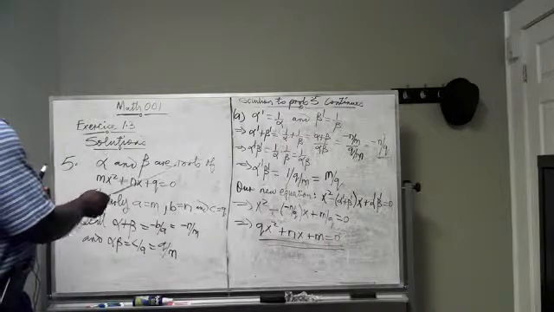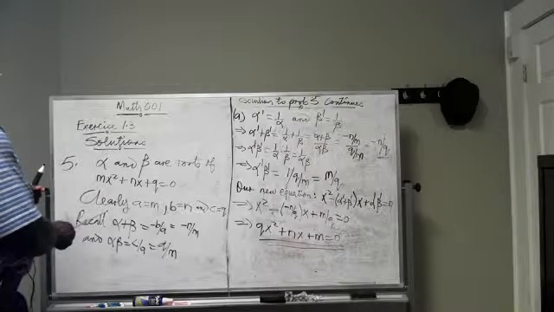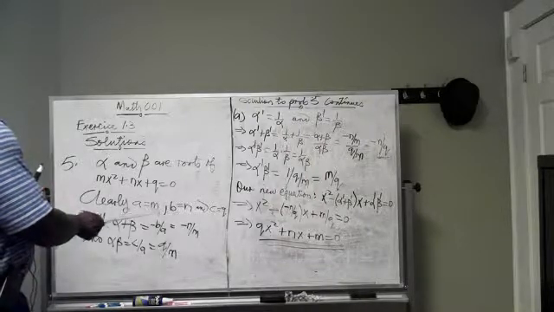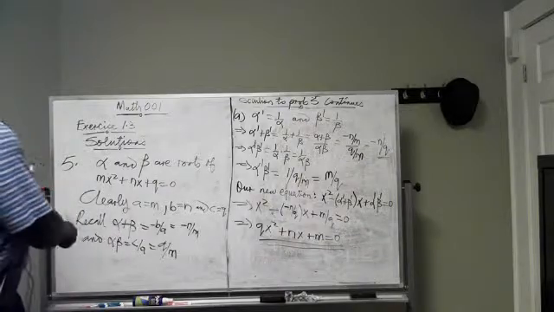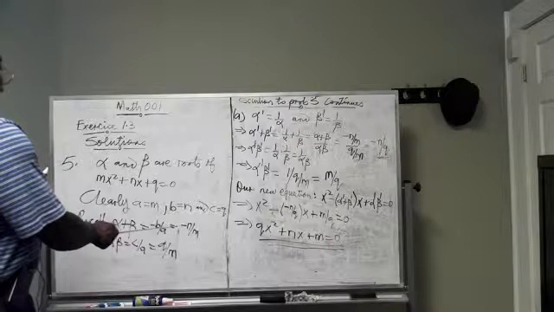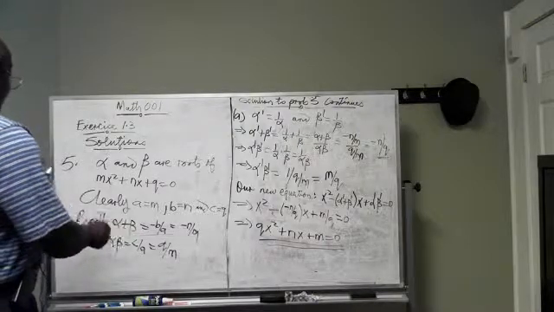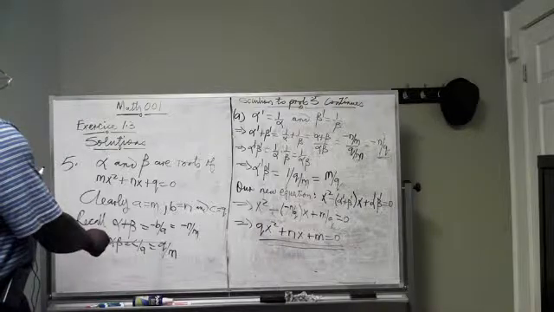Given alpha and beta are roots of mx squared plus nx plus q equals 0. Clearly a equals m, b equals n, and c equals q. Recall alpha plus beta equals minus b over a, which is equal to minus n over m, and alpha beta equals c over a, which is equal to q over m.